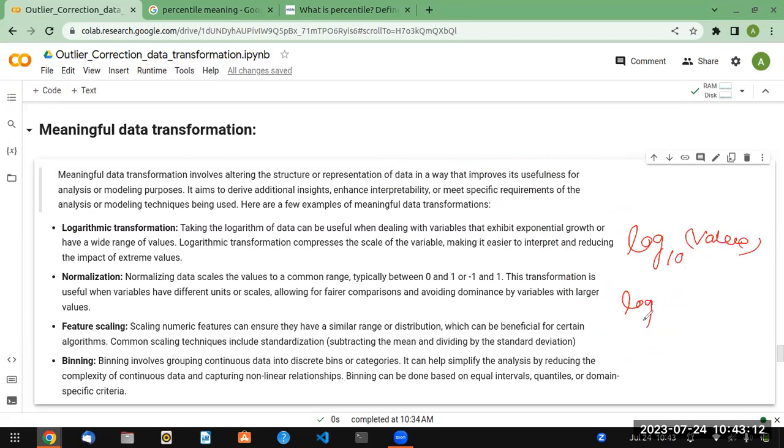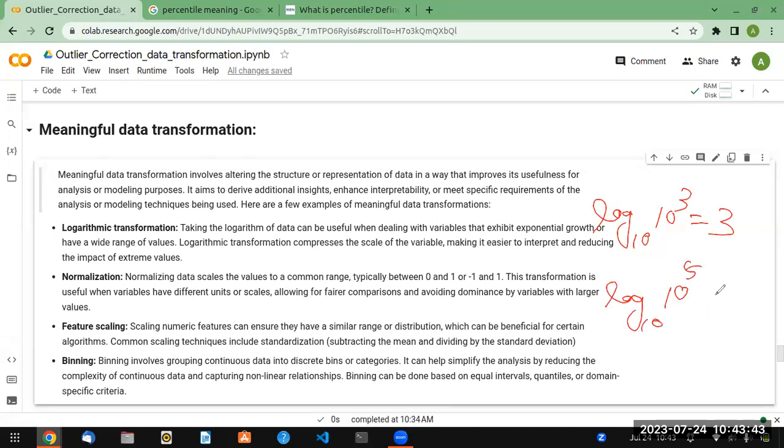That means log of 10 to the power, suppose 3, base 10. If the base is the same, this will be 1, and this will come to us as 3. So log of 10 to the power 3, base 10, equals 3. Log of 10 to the power 5, base 10, equals 5. And ln means what? When the log base equals e, this is called ln.